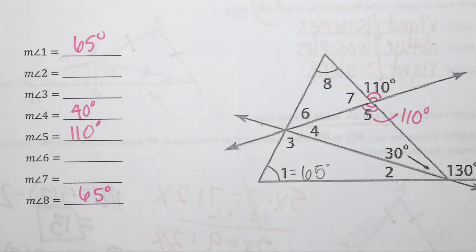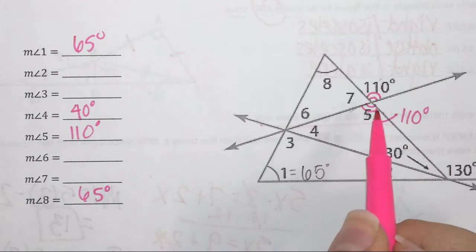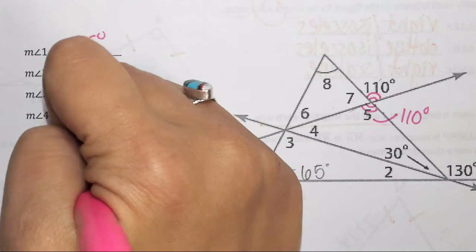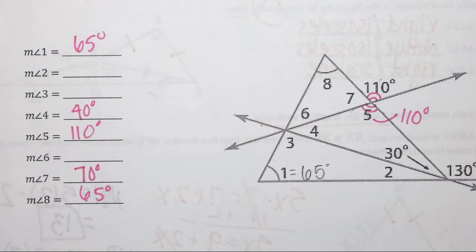How did you get 40? Because this is 110, right? And this is 30. You add those together and subtract from 180. Does anybody know what 7 is yet? You subtract from 180. Yes, it's a triangle. Always subtract from 180. It's a triangle.